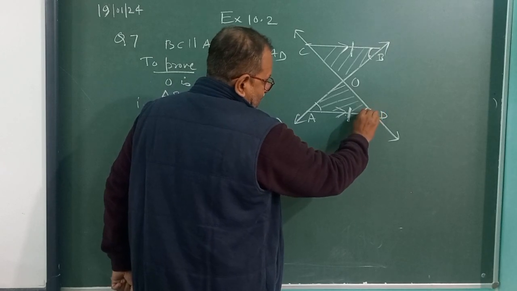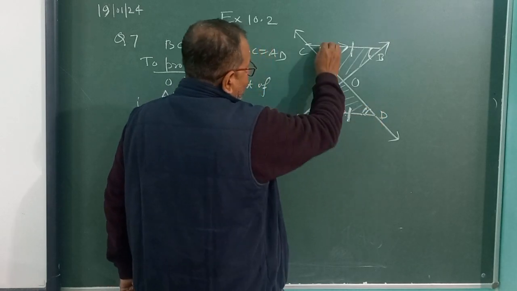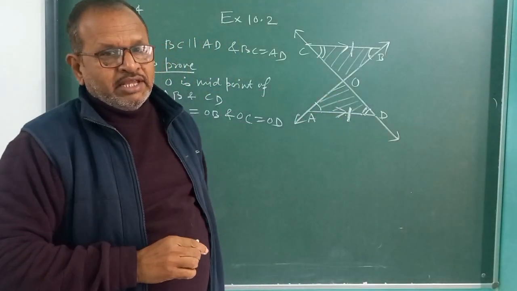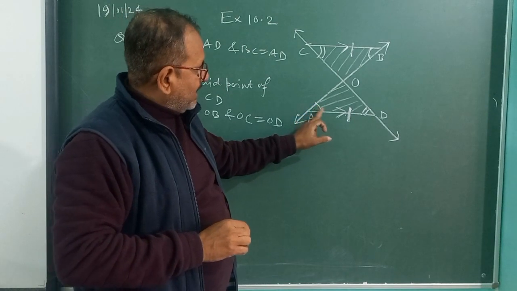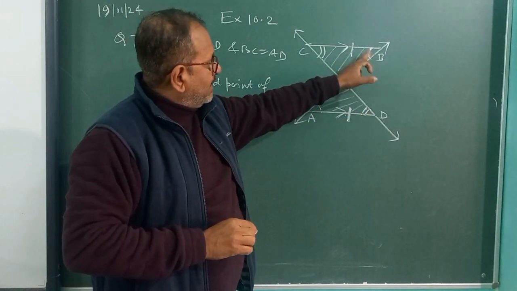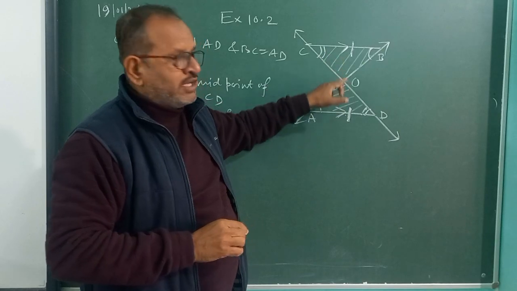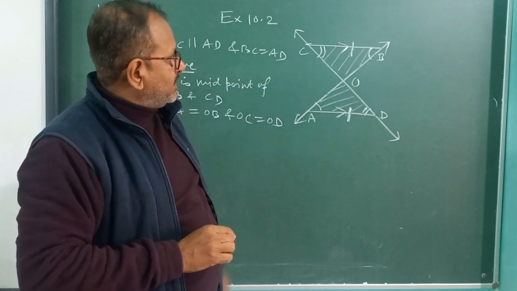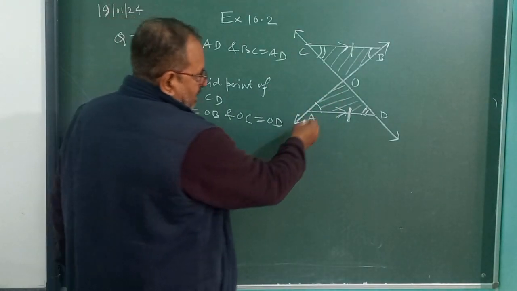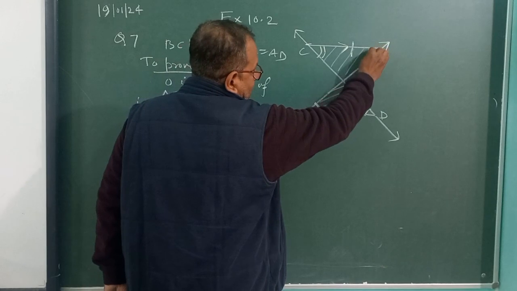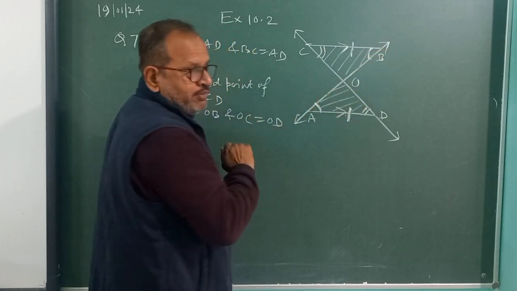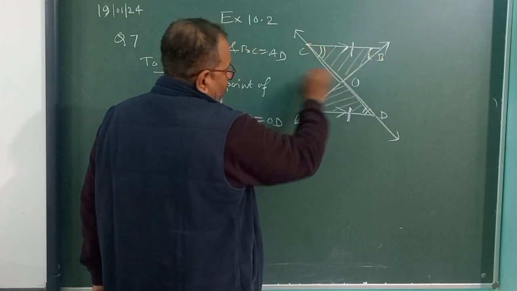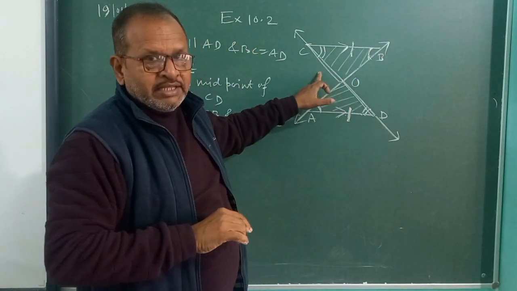Again, angle B and angle C, again they are alternate angles, they will be equal. So we see that angle, side, angle, these two triangles are congruent. And when they are congruent, what can we write? Angle A and angle B, they are equal. So their opposite sides will be equal. Angle A opposite side is OD, angle B opposite side is OC. So OD and OC are equal.